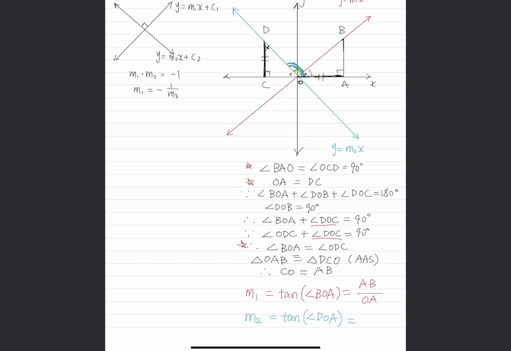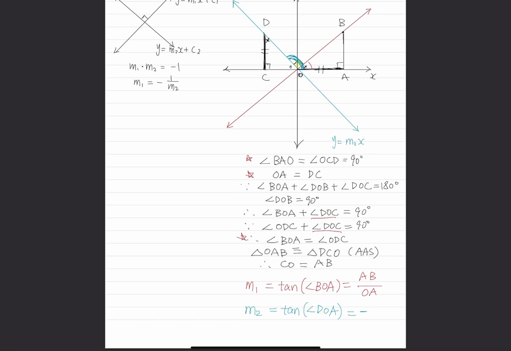Okay, now how can I represent this angle again? Well, this angle is going to be negative since it's in the second quadrant. Remember, in the unit circle, the tangent in the second quadrant is going to be negative, right? So its reference angle is going to be DOC. So DOC has its opposite, which is DC, and the adjacent CO.